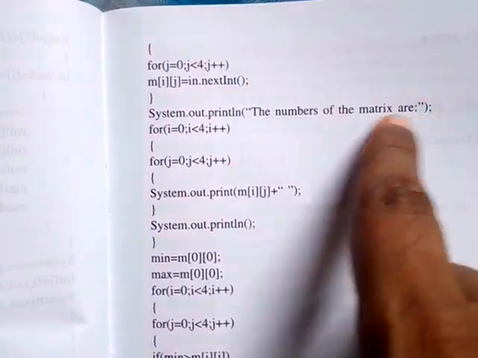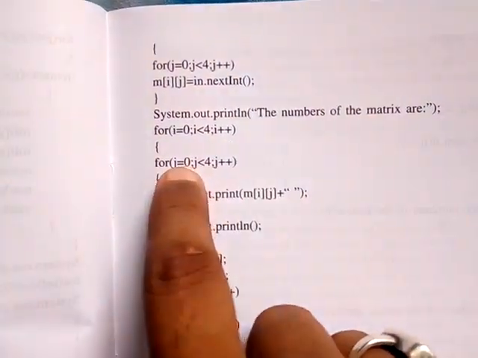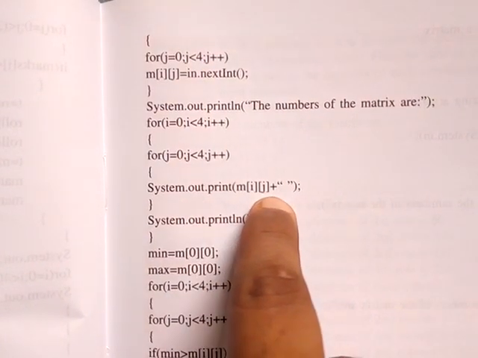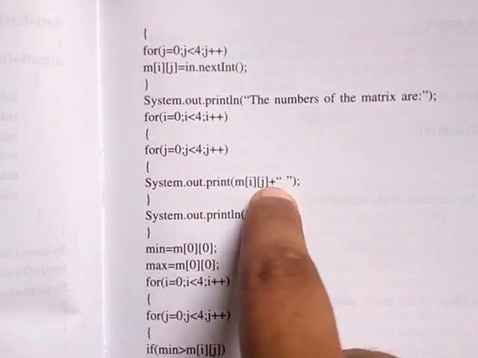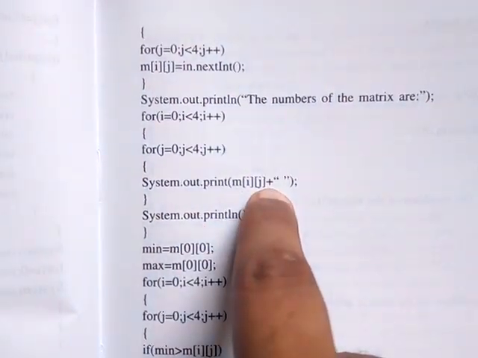System.out.println, the numbers of the matrix are: for i less than 4, for j less than 4, System.out.print m[i][j]. Print m[i][j]. Have you seen print m[i][j]?